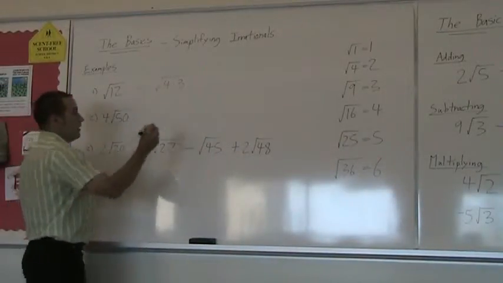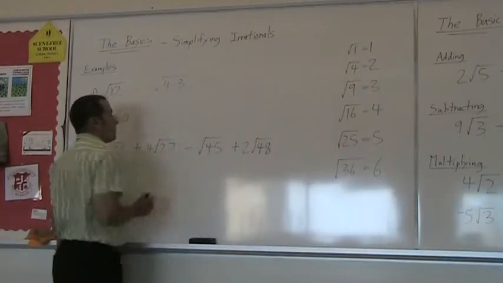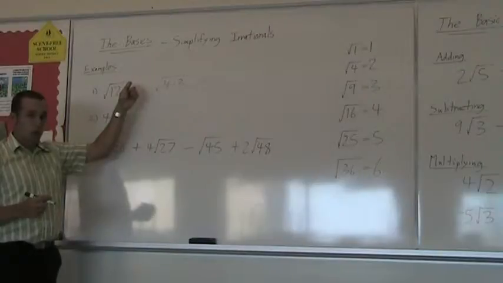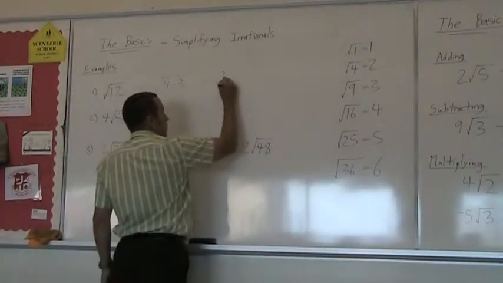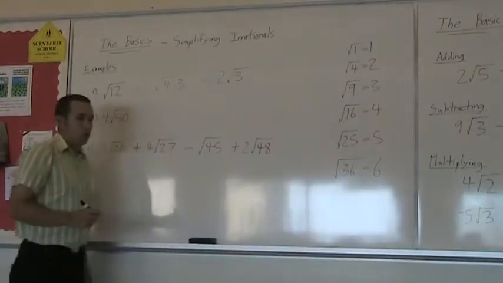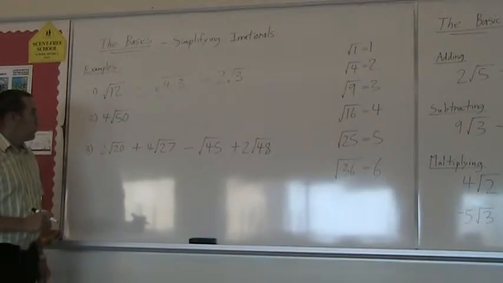Now to simplify it, the square root of 4 is 2, so I can bring that out of the square root as 2. And I'm left with the 3 still under the square root. Next one.